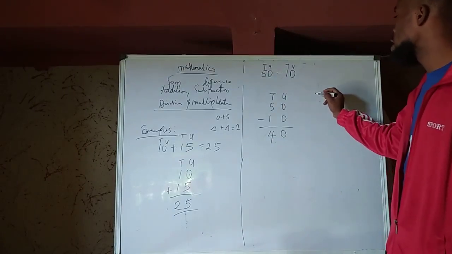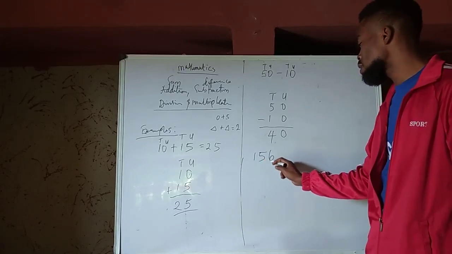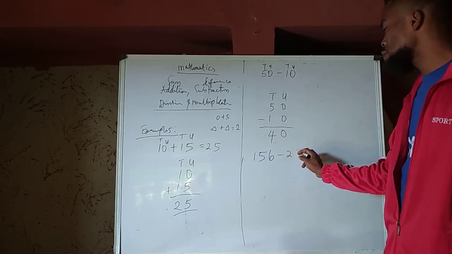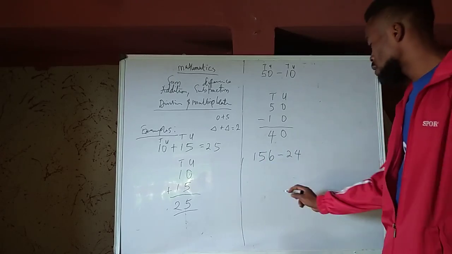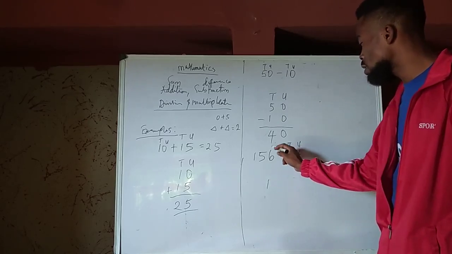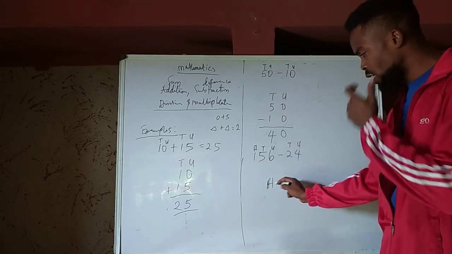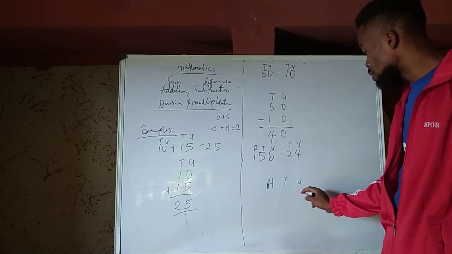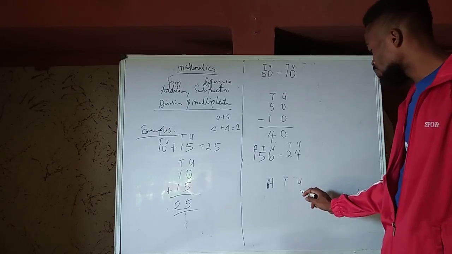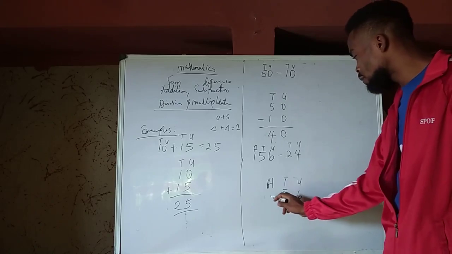Let's say we have another example. We have 156 minus 24. So this is just simply going to be written as, remember, this is unit, this is tens, this is unit, tens, hundreds. So since we have hundreds, we have hundreds, tens and units, so that the units will have 6, 5, 1.